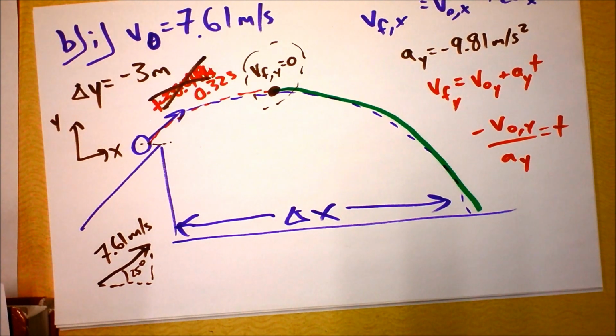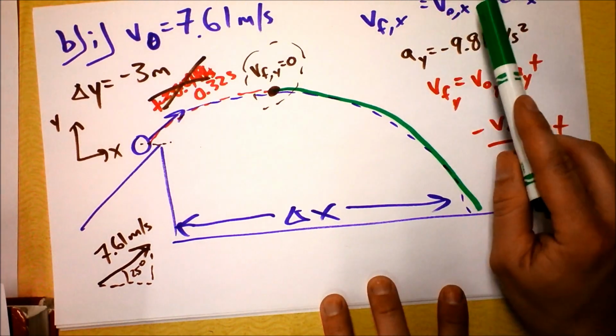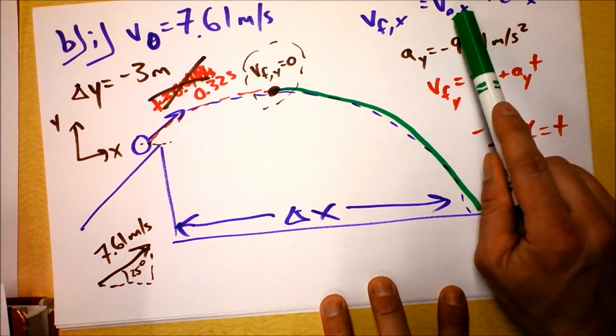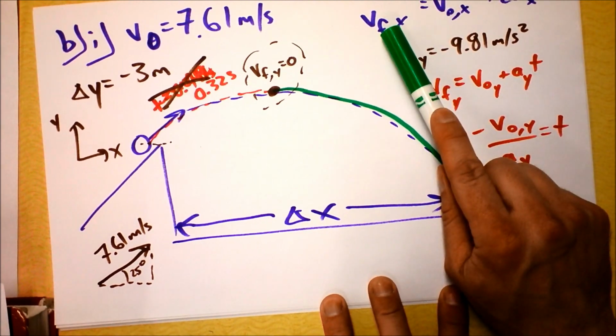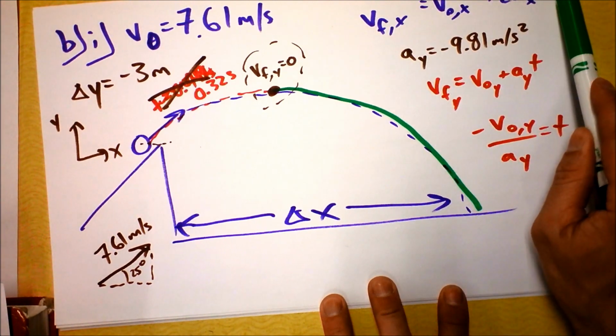Looking at those three kinematic equations, trying to figure out what we could do here. What do we know up at the top? The initial velocity in the y direction is known, and the final velocity in the y direction is not known, and delta y is not known.